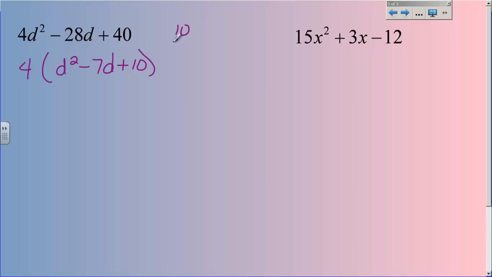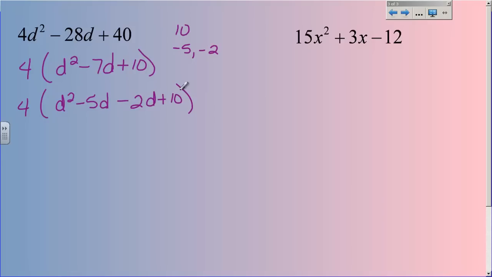I need two numbers that multiply to equal 10 that are going to add up to equal negative 7. Well, those two numbers are negative 5 and negative 2. So I'm going to rewrite this. So I have 4 times d squared minus 5d minus 2d plus 10.